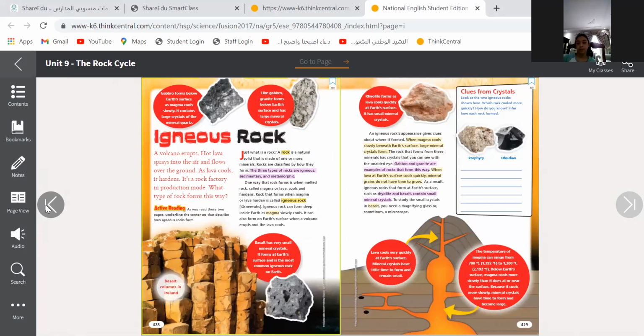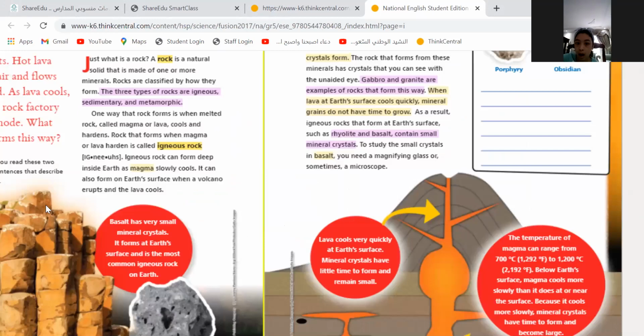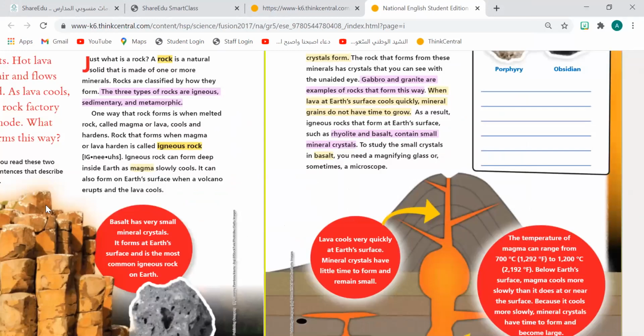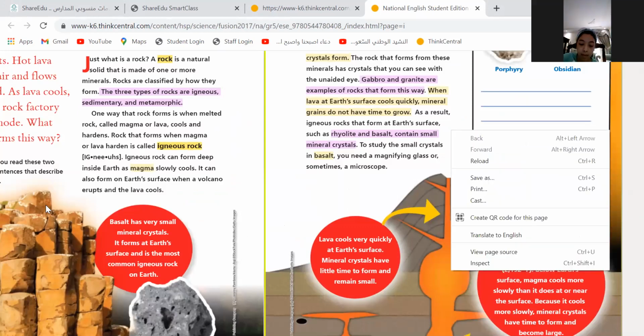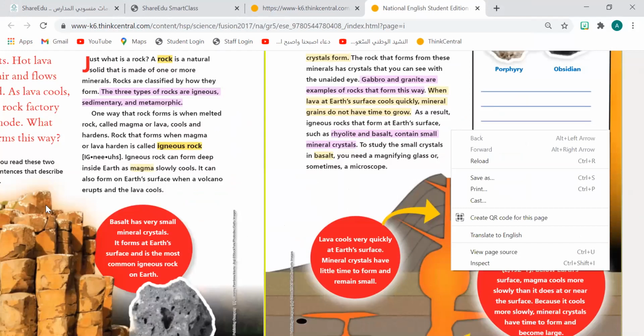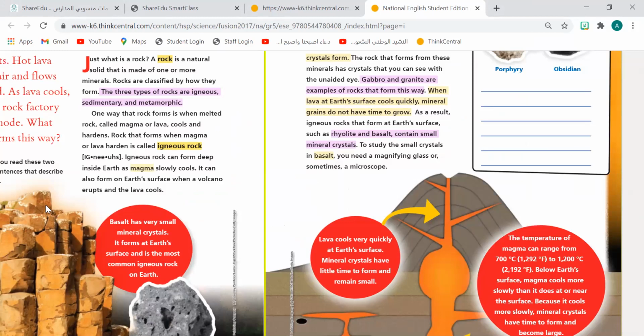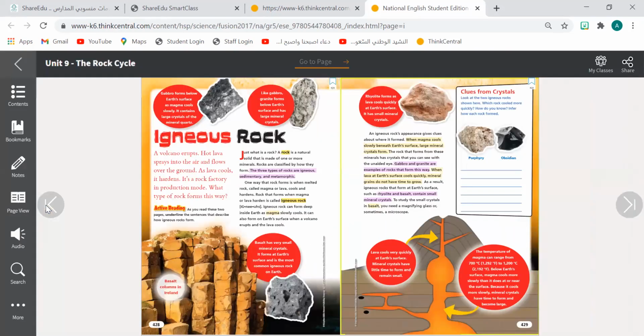It's magma or lava that hardens. Excellent. It cools down, then hardens. And we classified them also into two groups. One of them will cool down quickly, and one of them will cool down slowly. Excellent, girls, slowly. And we had some examples about the slowly and the quickly.